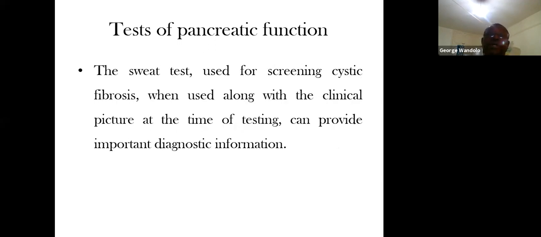The sweat test is used for screening for cystic fibrosis when used along with the clinical picture at the time of testing, and it can provide important diagnostic information. So when we do a sweat test, we want to identify certain pancreatic disorders.